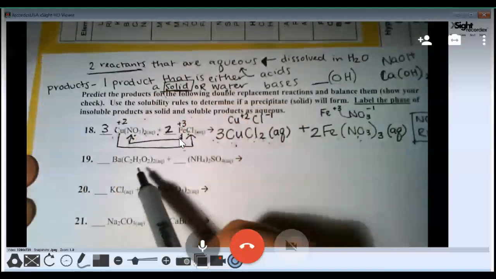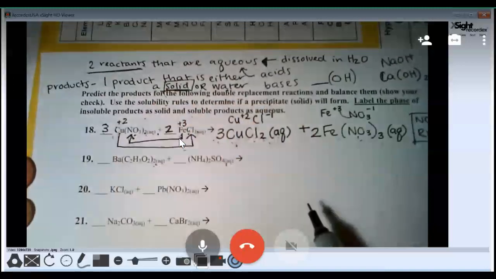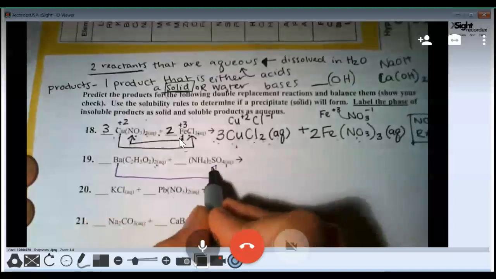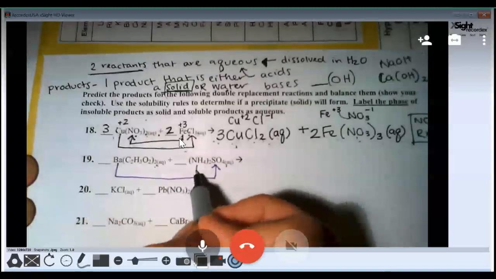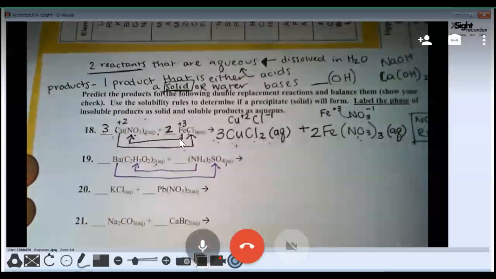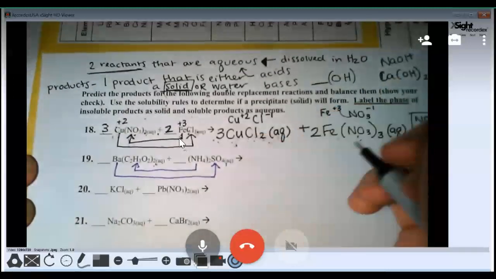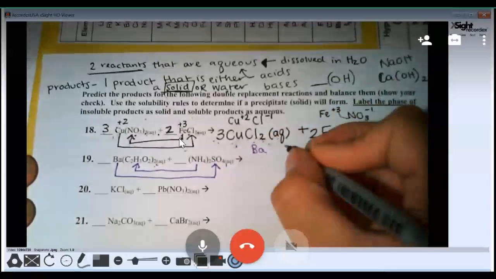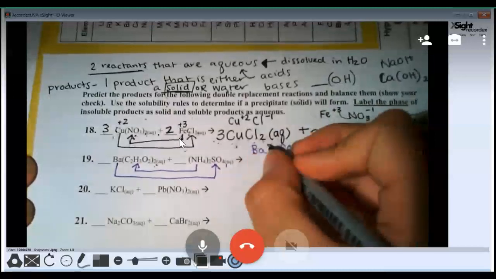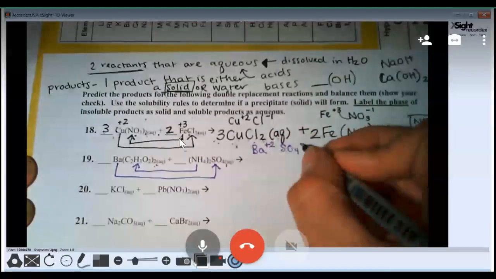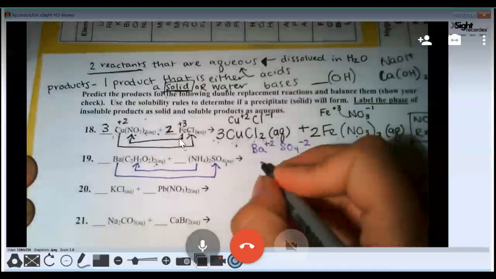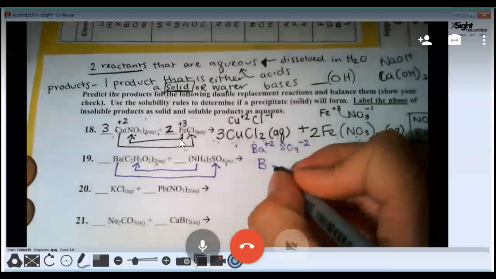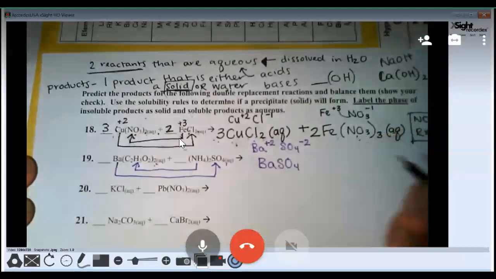Okay, so we have two aqueous reactants. We don't need to worry about state symbols there. So our double replacement, if it happens, barium's going to bond to sulfate, and the ammonium ion is going to bond with the acetate ion. Okay, so we need to redo our crisscross. So we're going to have barium bonding with SO4. Barium's going to have a +2 charge, and SO4 has a -2 charge. So when we do our crisscross, we get Ba2SO4 with a 2, but then those 2's cancel out. So just BaSO4. Everybody with me so far?